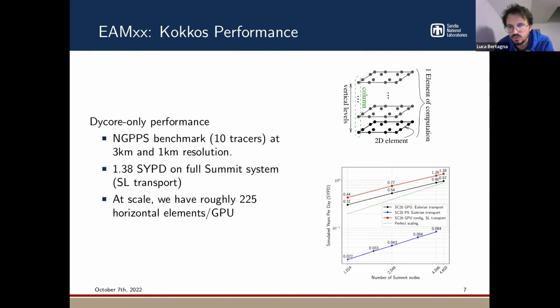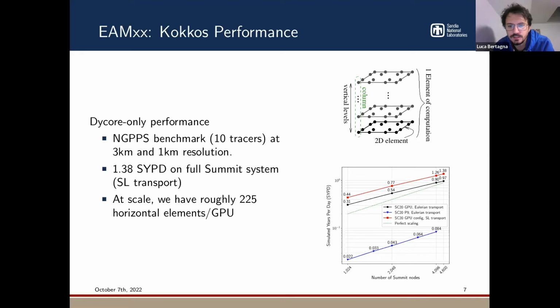The black line is what we had when we submitted the paper to Supercomputing. We were using Eulerian transport. Then, as you can see, the semi-Lagrangian transport added a little more simulated years per day. But we can compare that with the blue line, which was running on host, because the blue line still used the Eulerian transport. If you limit to the Eulerian transport, you can see that using the GPU added roughly a 10 to 12x speedup compared to using the host.